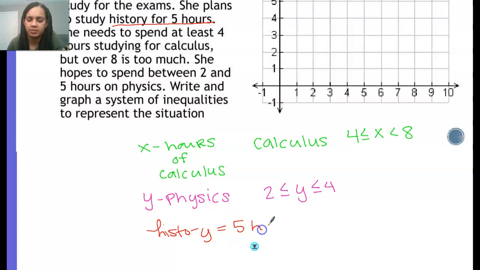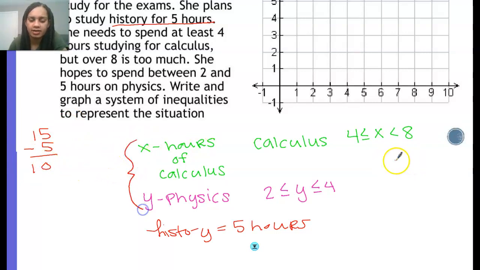5 hours. So if she has a total of 15 hours that she can study minus the 5 hours for history, then she's left with 10 hours for calculus and physics. So the number of hours for calculus and the number of hours of physics that she studies has to be less than or equal to 10. So let's see how all of this plays out.